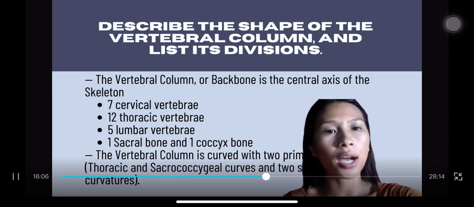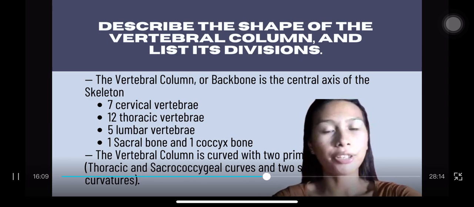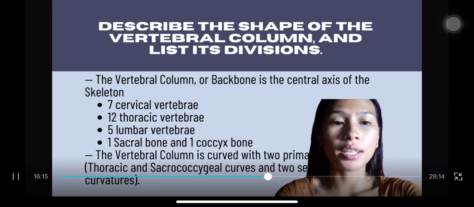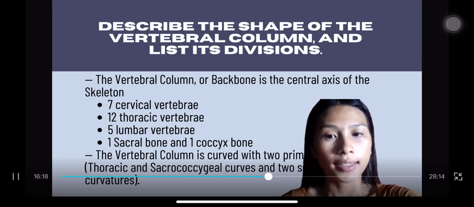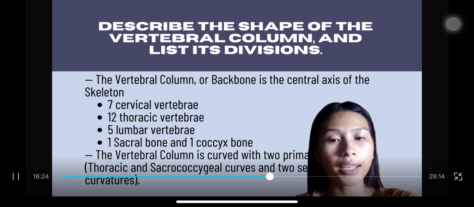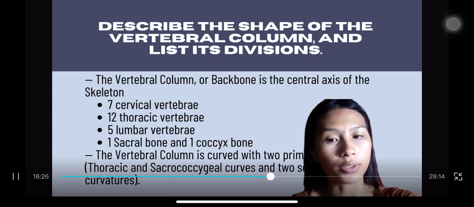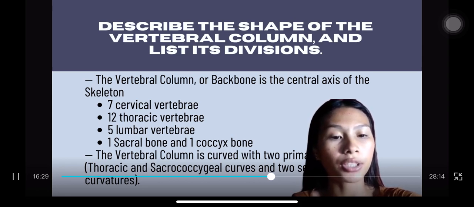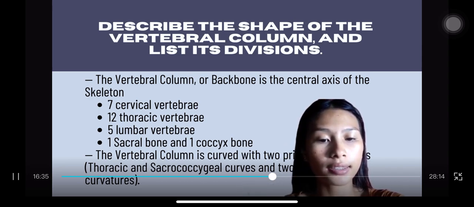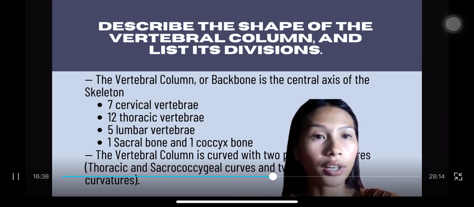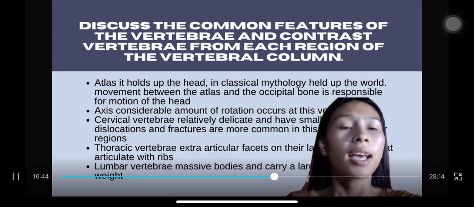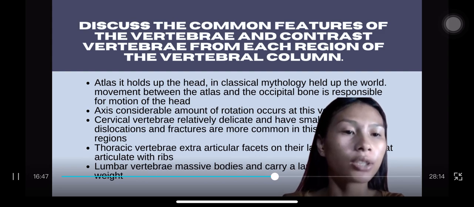And now let's move on. I will describe to you the shape of the vertebral column and list its divisions. The vertebral column or backbone is the central axis of the skeleton. 7 cervical vertebrae, 12 thoracic vertebrae, 5 lumbar vertebrae, 1 sacral bone, and 1 coccyx bone. The vertebral column is curved with 2 primary curvatures, thoracic and sacrococcygeal curves, and 2 secondary curvatures.